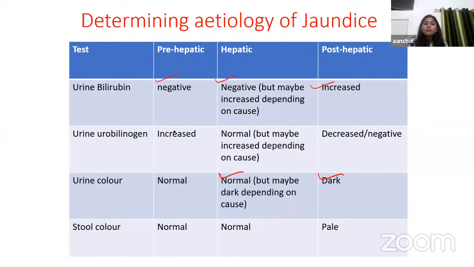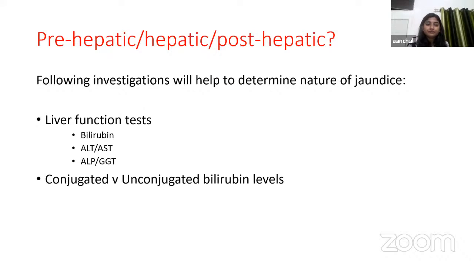The stool color will be normal for prehepatic, normal for hepatic, and for post-hepatic it will be pale color. And in hepatic also, it is sometimes pale, right? So this is all about the etiology of jaundice.